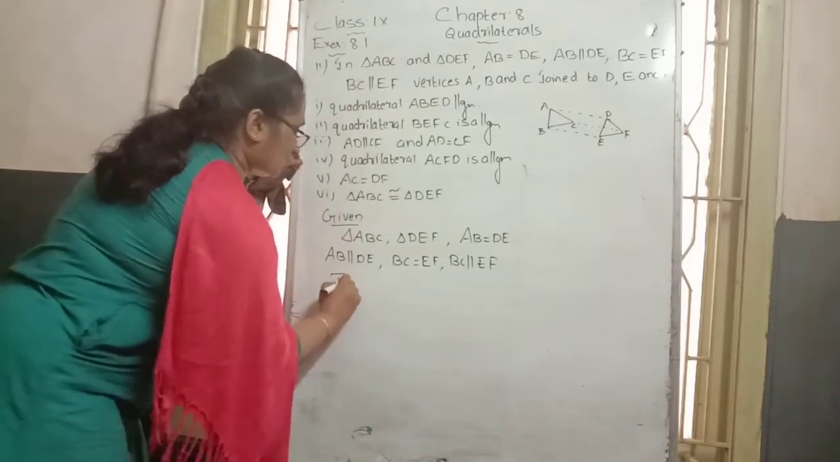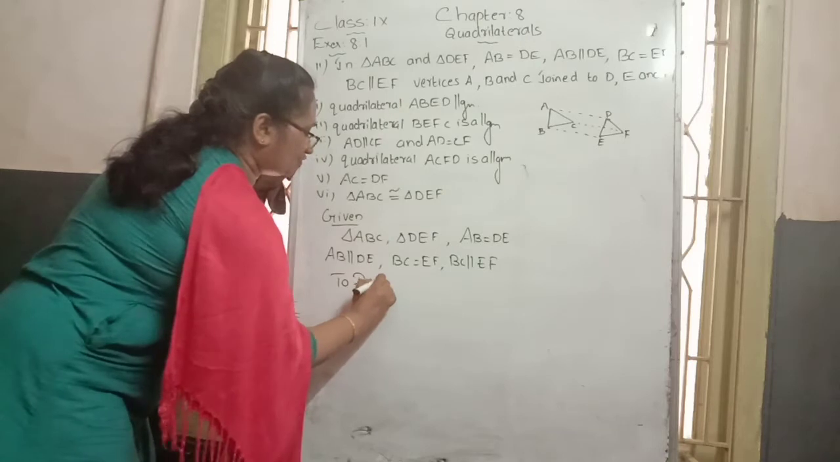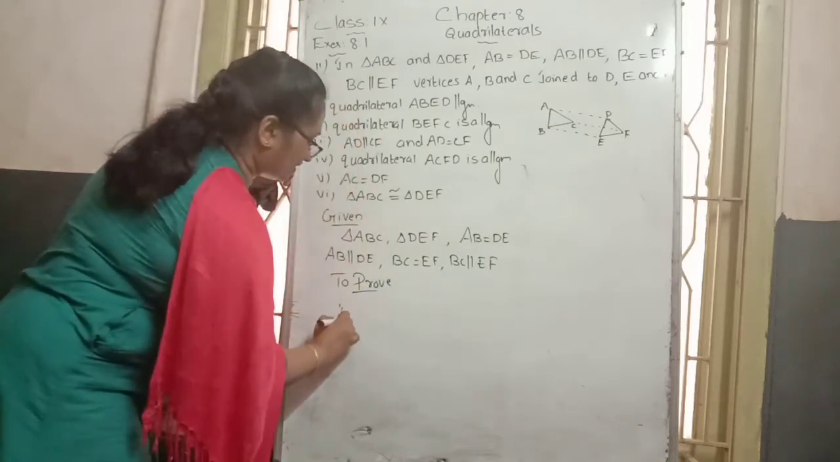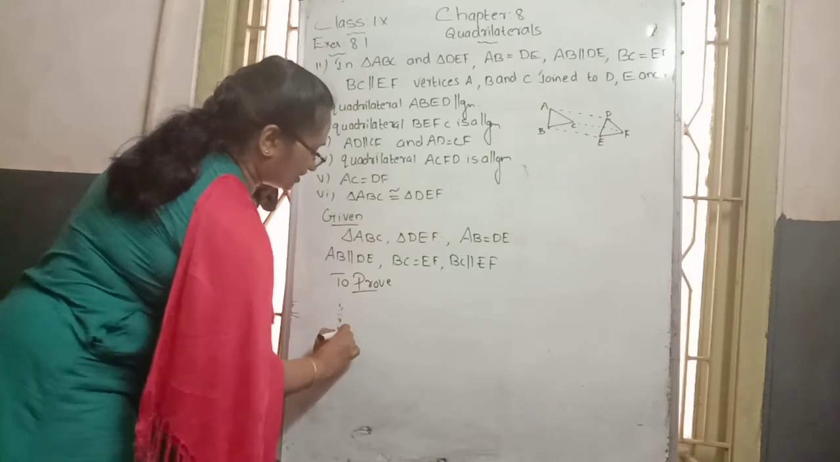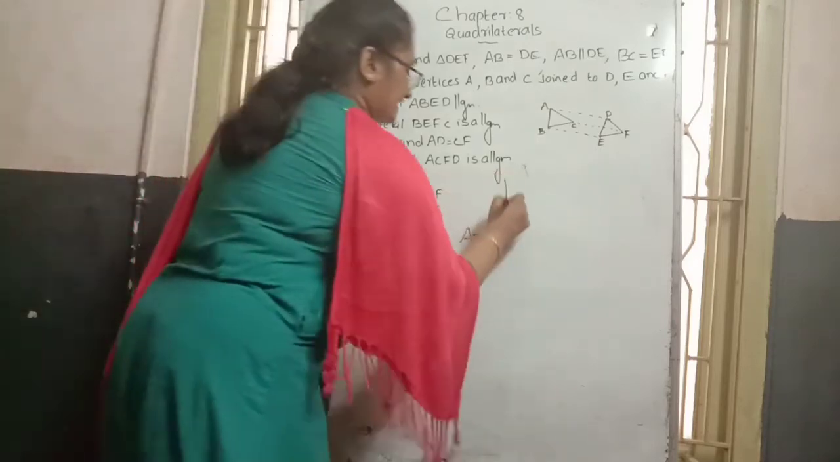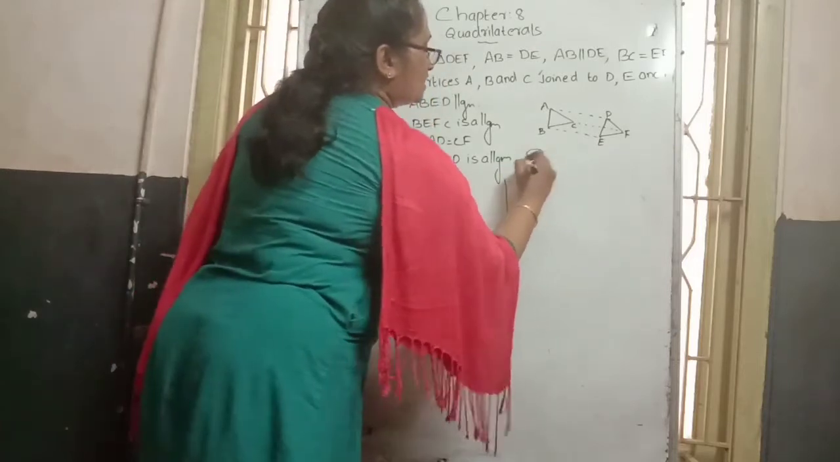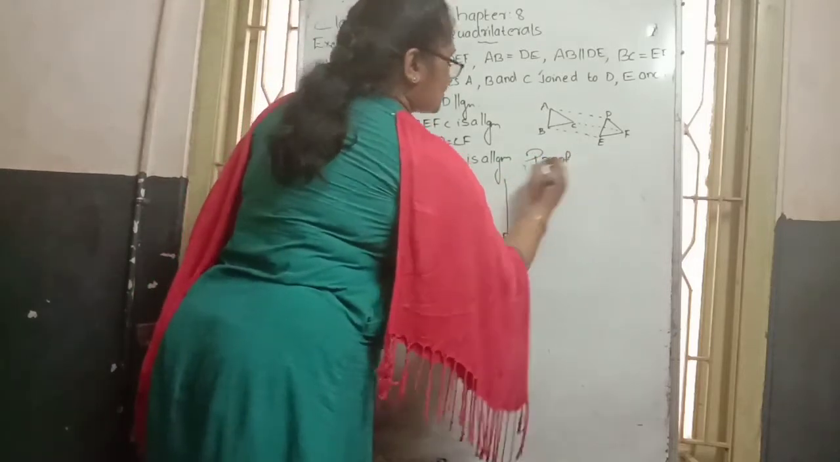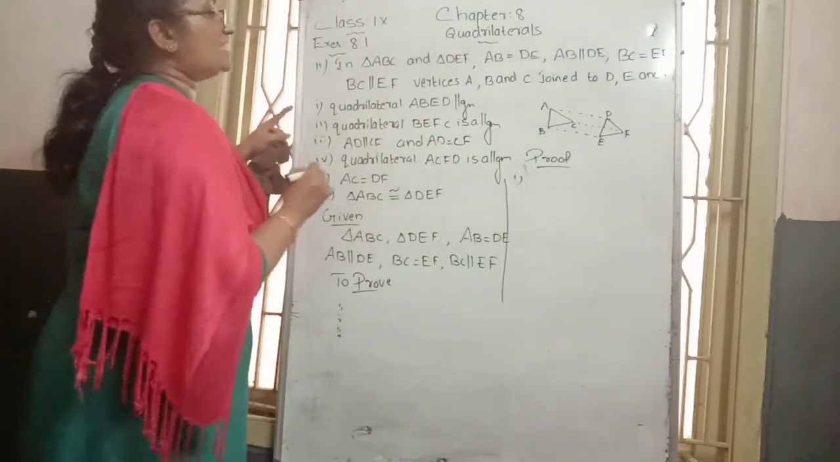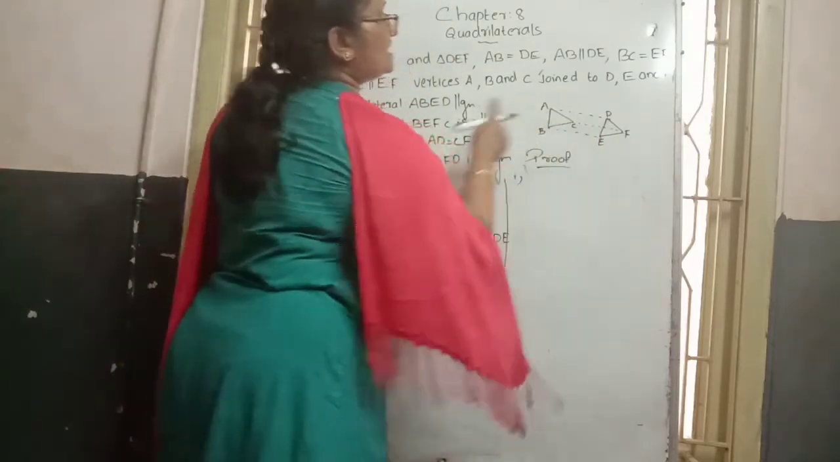Second step is to prove. What we want to prove, these 6 cases, we write here one by one. 6 cases we want to prove. Please write. Then next, here I write the proof. First case, I go into proving. First we want to prove ABED is a parallelogram.